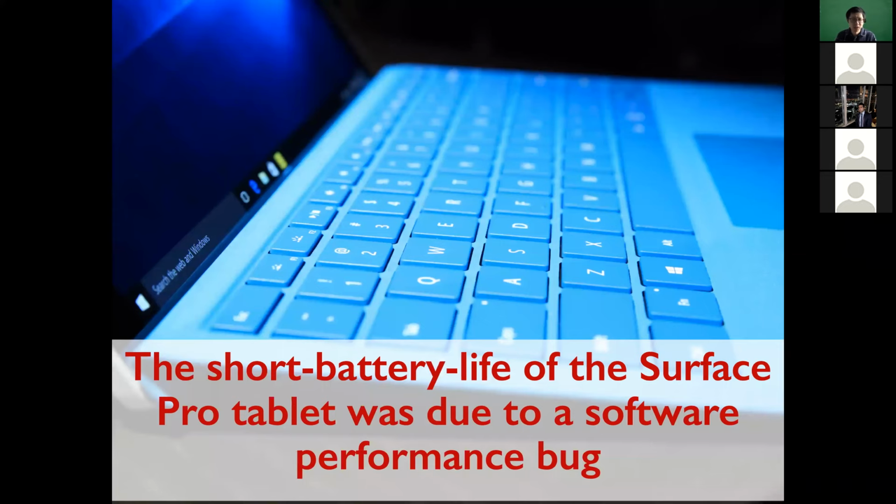Another example, the Surface Pro tablet. At its initial time in the market, there was a short battery life problem. Actually, this problem was due to a software performance bug. It's not a function bug; it's a performance bug that caused the short battery life of this notebook.